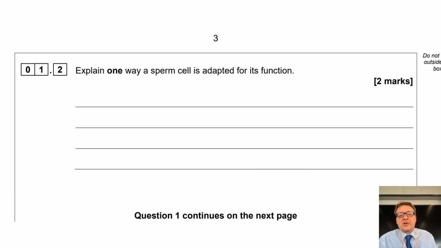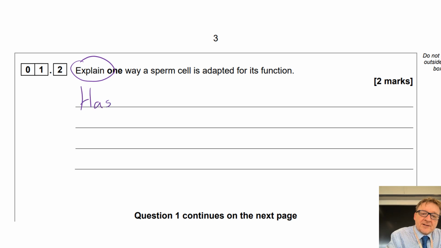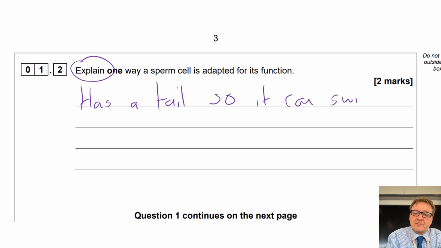Explain one way a sperm is adapted to its function. Okay, look at the answers here. Explain. So what you've got to do is give a reason: describe, and then explain how it actually does it. So it has a tail. That is my first mark, I describe it's got a tail, so it can swim. "So" is a key word that comes into it. Sometimes it's "because", but "so" works very well.